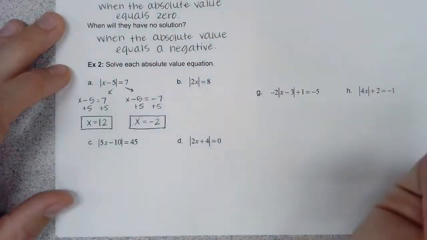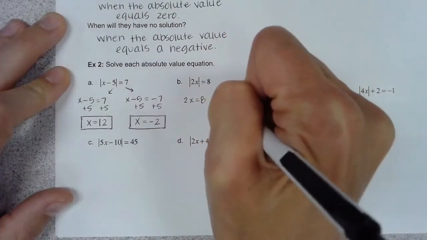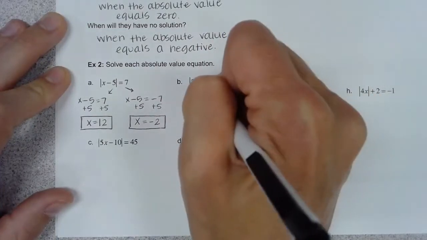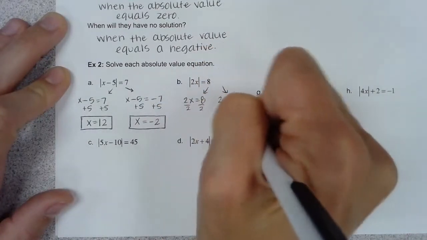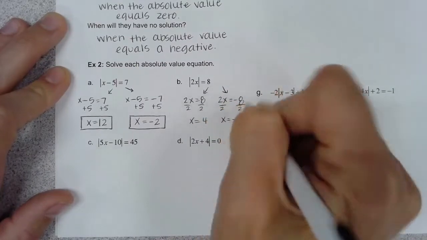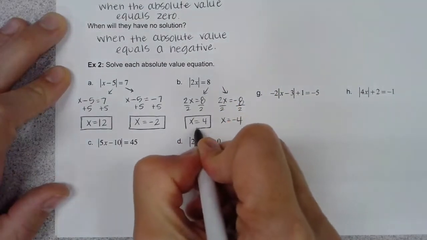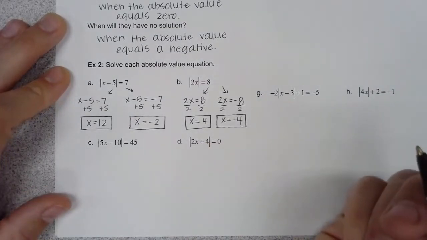But this equation has two solutions. The inside can equal +8, or the inside can equal -8. Again, over here I'll solve each of these two separately, and I'll get my two solutions to the question. So x can equal +4, that's one answer to the question, or x can equal -4, that's another answer to the question.